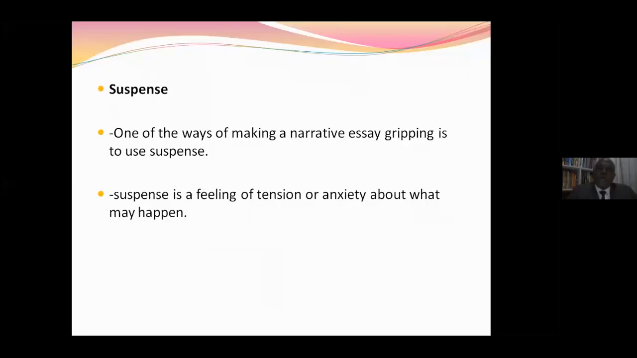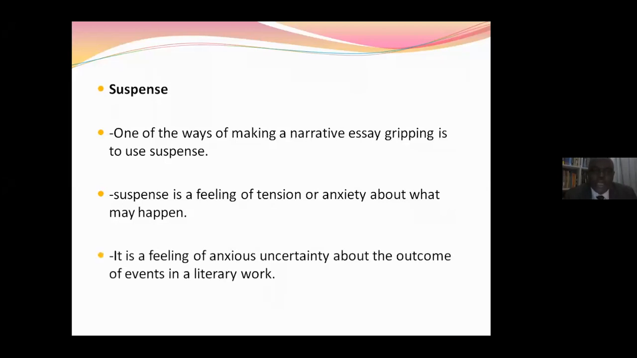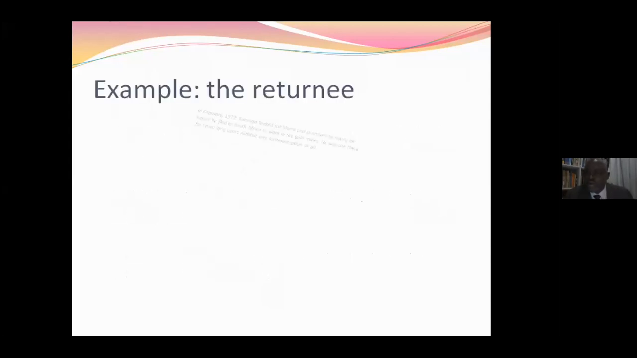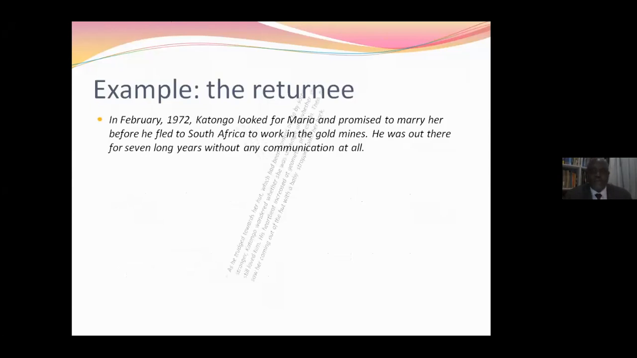Start sharing. So we're talking about suspense. One way of making a story gripping is the use of suspense. Now, suspense is the feeling of tension or anxiety about what may happen. It is a feeling of anxious uncertainty about the outcome of events in a literary work. So we need to teach our learners and let them practice the use of suspense in order to make a story interesting. Let's look at the example.